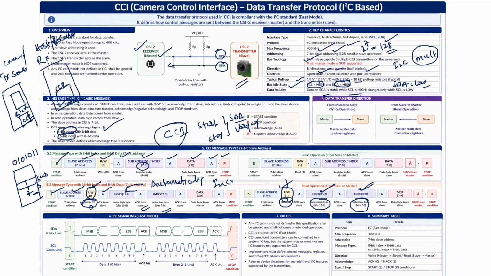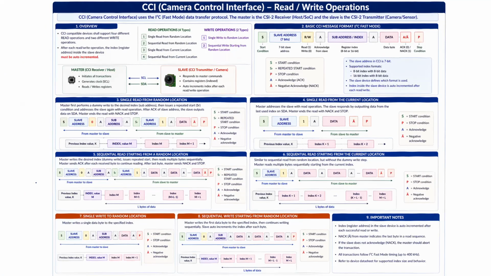Okay. Then the camera control interface, where we do the read operation and write operation. What is the camera control interface operation here? We have the transmitter side and the receiver side. The camera control interface is available on the transmitter side as well as the receiver side. As I told you, on the transmitter side it acts as a slave, and on the receiver side it acts as a master.